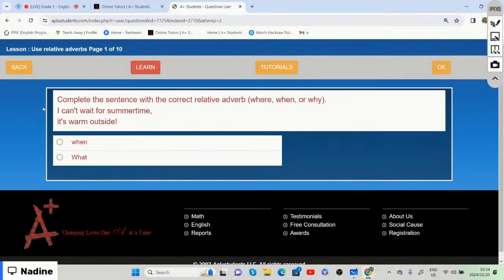All right, so now it says we need to complete the sentence with the correct relative adverb: where, when, or why. I can't wait for summertime. Do we say when it's warm outside or what it's warm outside? You will need to choose between when and what.